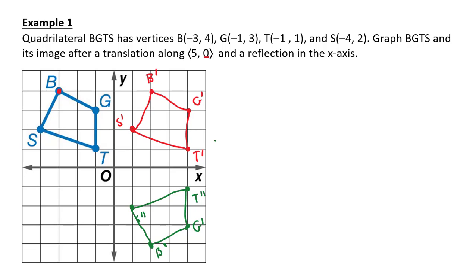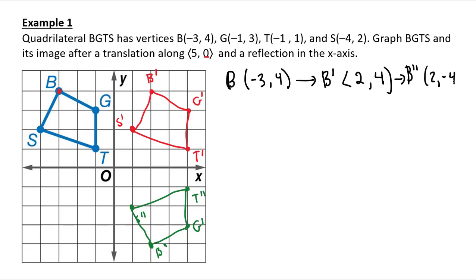Quite honestly, I do better if I just map this out. You could have the point B, where I start with (-3, 4). Moving that to B prime through my vector of (5, 0), we have (2, 4). And then to get to B double prime, X stays the same, Y goes negative. But if you just plot it out, hopefully you should be fine.